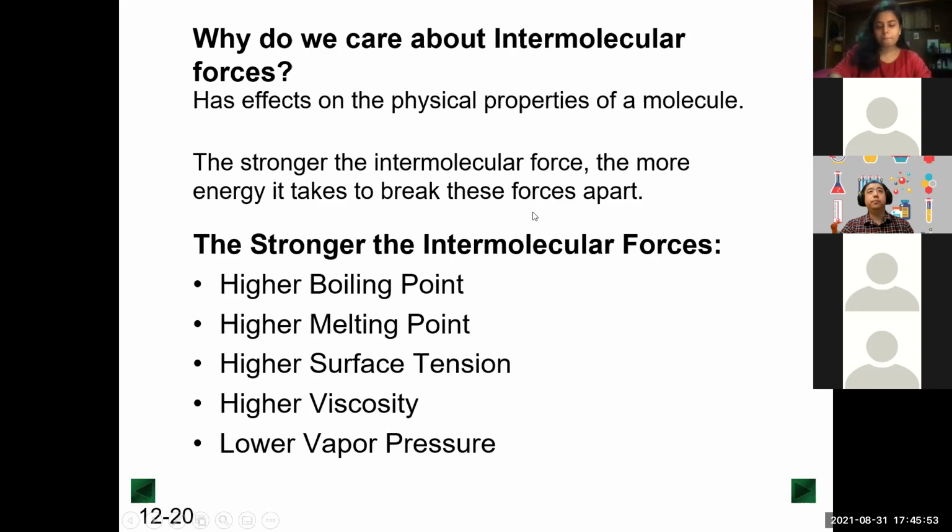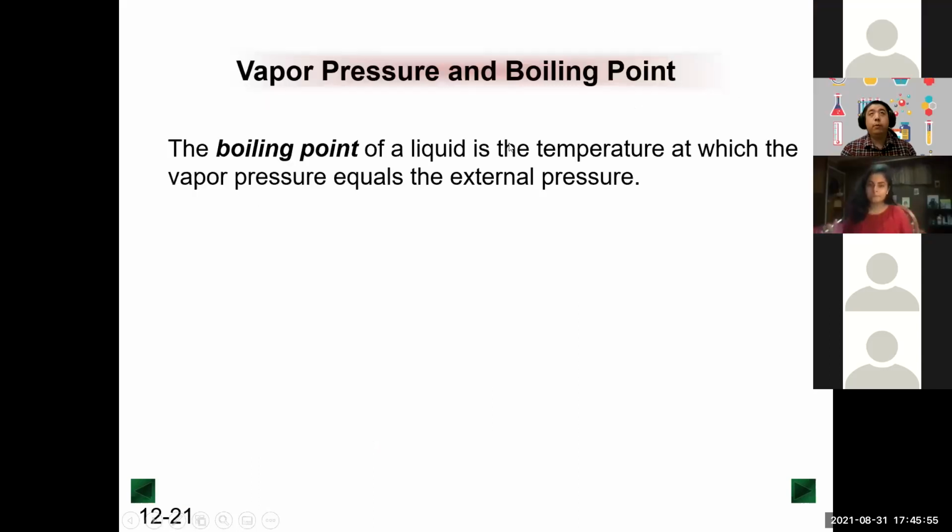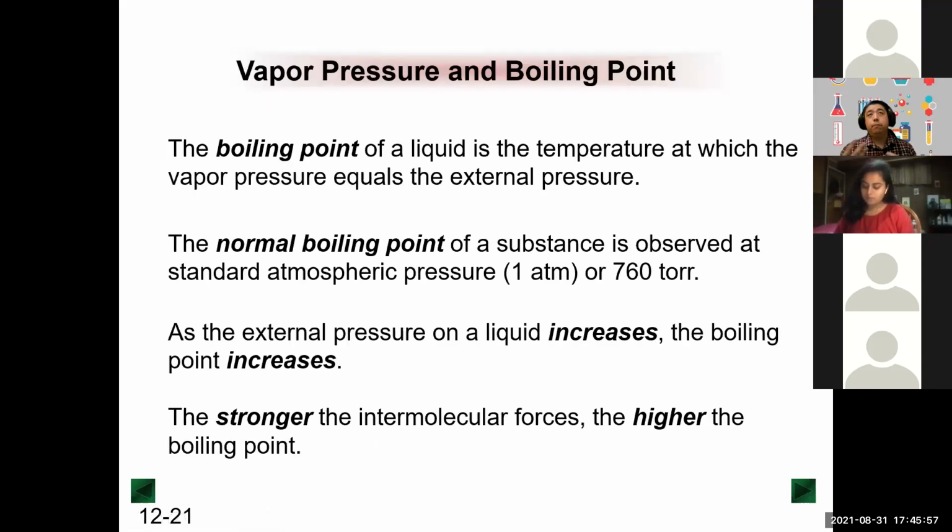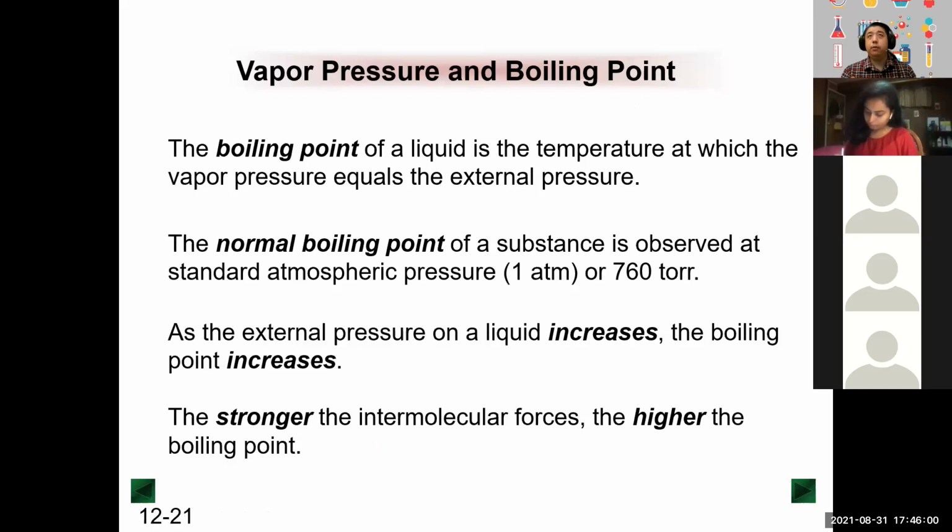Okay, let's continue. So vapor pressure and boiling point. The boiling point in general just means the temperature at which the vapor pressure equals the external pressure. That's when things start to bubble and escape into the atmosphere. So vapor pressure is based off of the pressure exerted onto the liquid from right above it. If we want something to boil at a higher temperature, that means we have a strong intermolecular force. That means the vapor pressure is going to be lower.